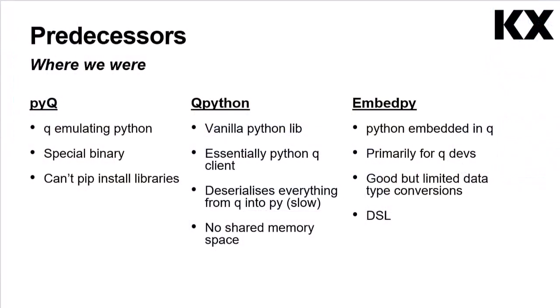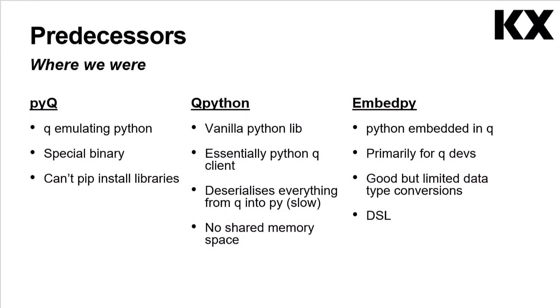However, it's got a special binary to do that, so you can't actually run your usual Python binaries. And crucially, it's really difficult to work with lots of the stuff on PyPI, so you can't actually pull and use stuff from the developer portals, which is really what makes Python powerful and interesting in the first place, I think. So then came qPython, which is a vanilla Python library.